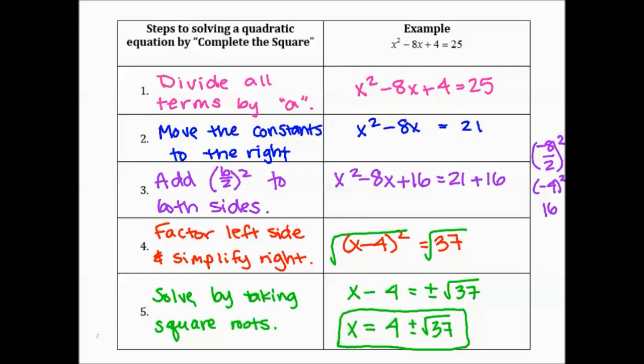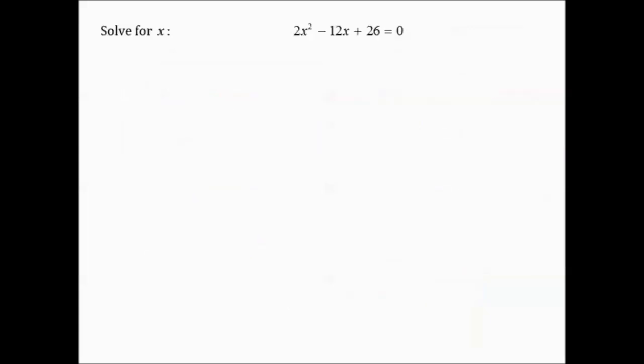Let's look at a couple more examples. We want to solve this equation for x. Our first step was to divide everything by a. So I'm going to divide all of my terms by 2. Then I need to move my constant to the other side of the equation. So I'm going to subtract 13 from both sides.